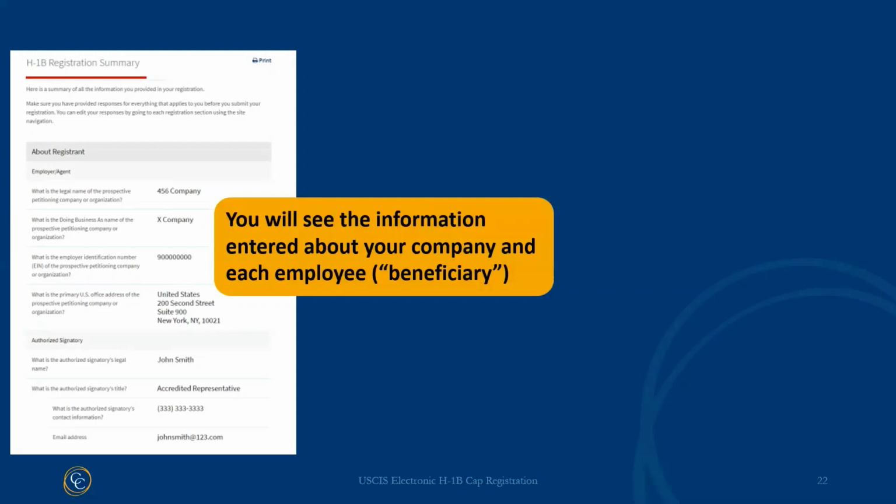The system should take you to a page where you will be able to view some basic information about your company and your own information as an authorized signatory. As you can see, this information includes the legal name of the company, the doing business as name if applicable, the EIN, the primary U.S. office address, and your legal name, title, phone number, and email address.